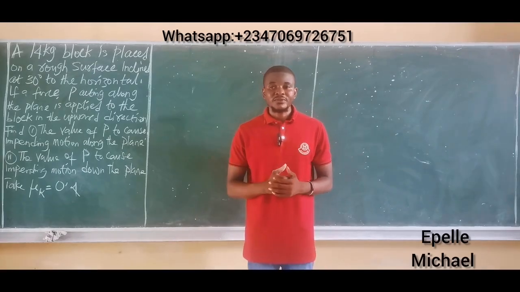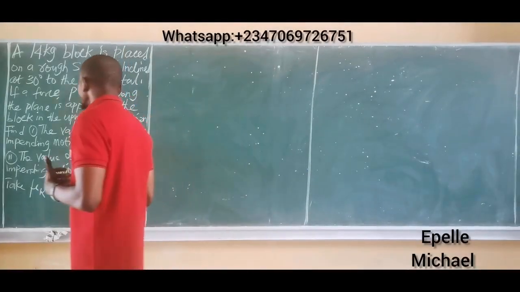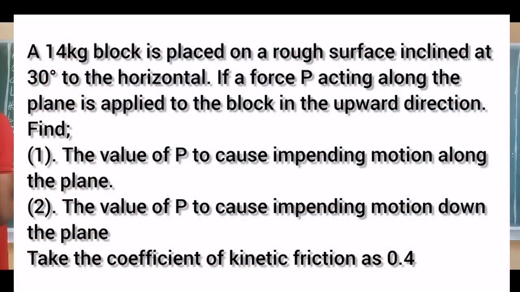Alright, let's get straight to the question. This question says, a 14 kg block is placed on a rough surface inclined at 30 degrees to the horizontal. If a force P acting along the plane is applied to the block in the upward direction, find 1. The value of P to cause impending motion along the plane. 2. The value of P to cause impending motion down the plane. Take the coefficient of kinetic friction as 0.4.